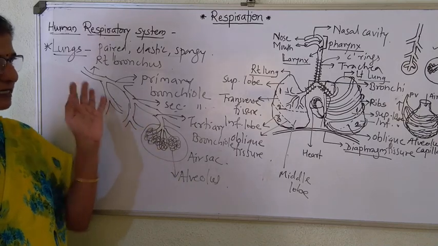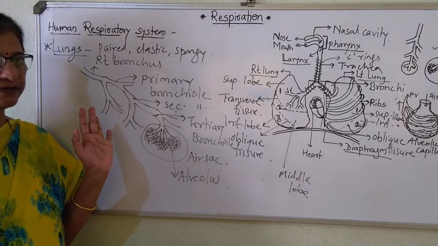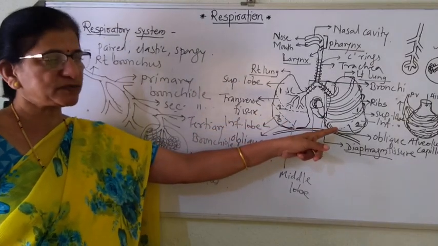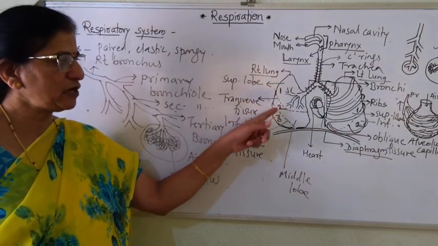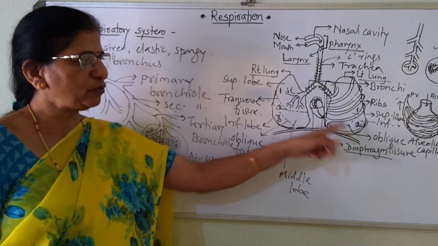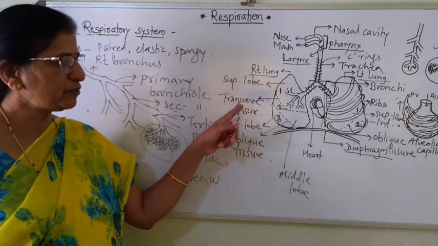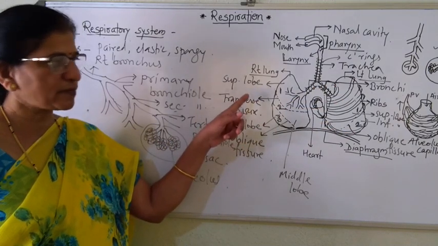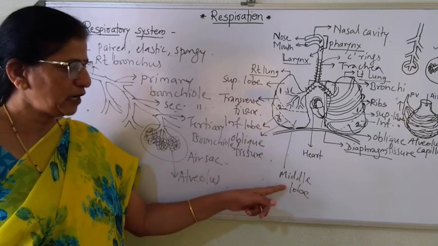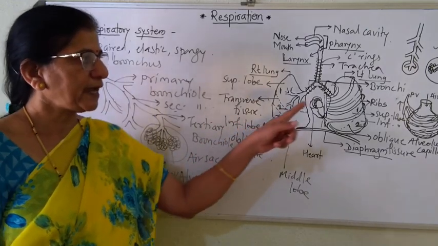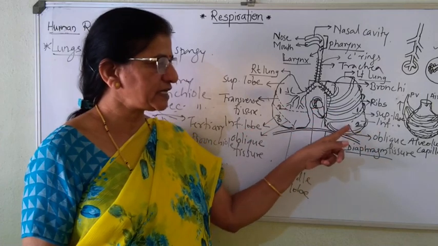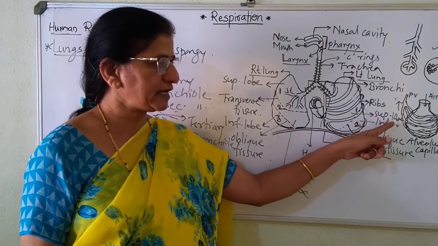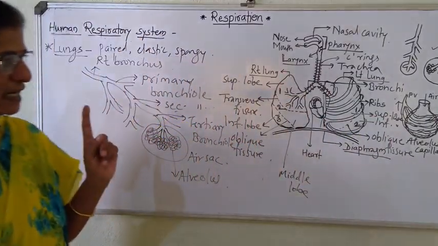Further, there is a clear-cut distinction between the right and left lung. The right lung is slightly larger, the left lung is slightly smaller. The right lung has 3 lobes, the left lung has only 2 lobes. These 3 lobes are due to 2 fissures, transverse fissure and oblique fissure. There is a formation of superior lobe, middle lobe and inferior lobe. And in the left lung, only 1 fissure is there, the oblique fissure. Hence, only superior and inferior lobes are formed inside the lung.